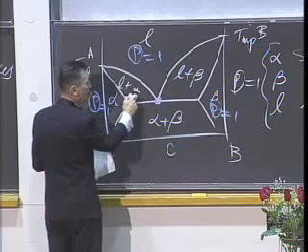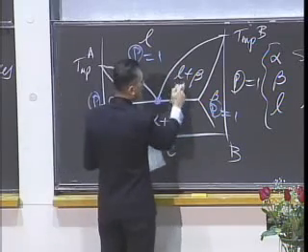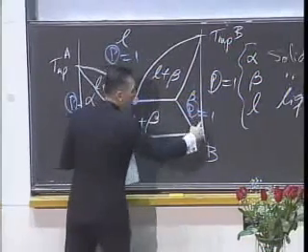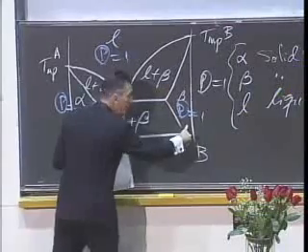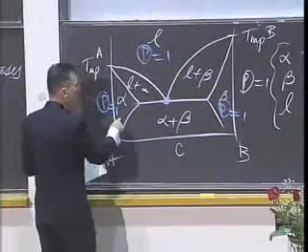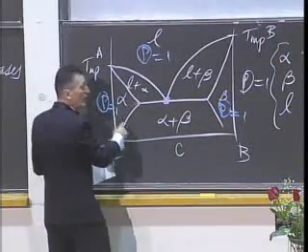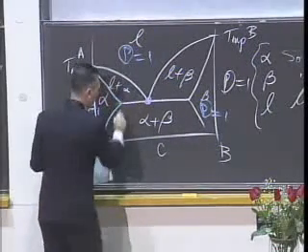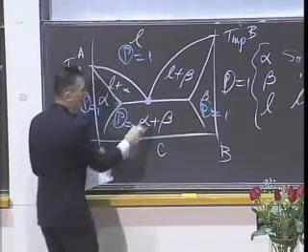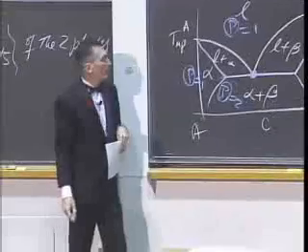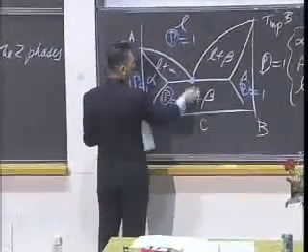Liquid plus solid alpha. This is slush, liquid plus solid beta. And now I have a solid solution on the right. I have a solid solution on the left, and I can't go from one single-phase regime to another single-phase regime. I have to go through a two-phase regime. So this is alpha plus beta. And now I've got two phases down here, one phase here.